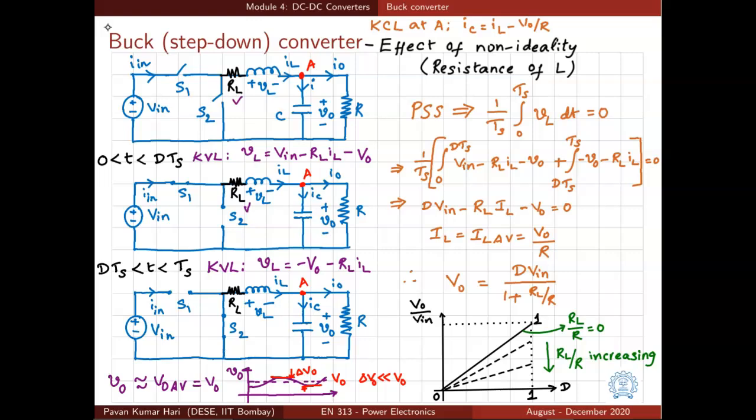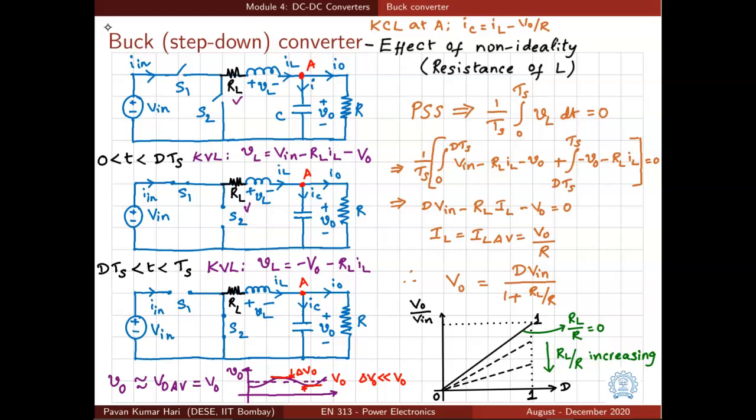And in the off state of S1, that means when S2 is on, then also the voltage across inductor can be expressed as minus VO minus RL IL. That is again this drop coming into picture. And we have already applied the small ripple approximation, where the output voltage VO is assumed to be smooth, or the capacitor is large enough to make sure that approximation is valid. So now we have an expression for the voltage across inductor for DTs and the voltage across inductor for the remaining (1 minus D)Ts. And in periodic steady state, we know that the average voltage across inductor is 0.